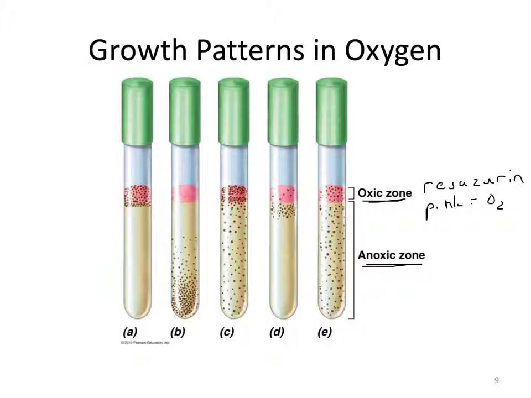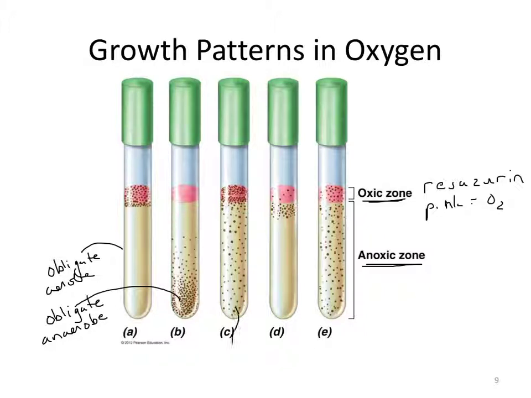The A pattern, this would be an obligate aerobe, okay? The B pattern would be an obligate anaerobe. It's getting as far away from oxygen as it can. It can't grow anywhere where there's oxygen.